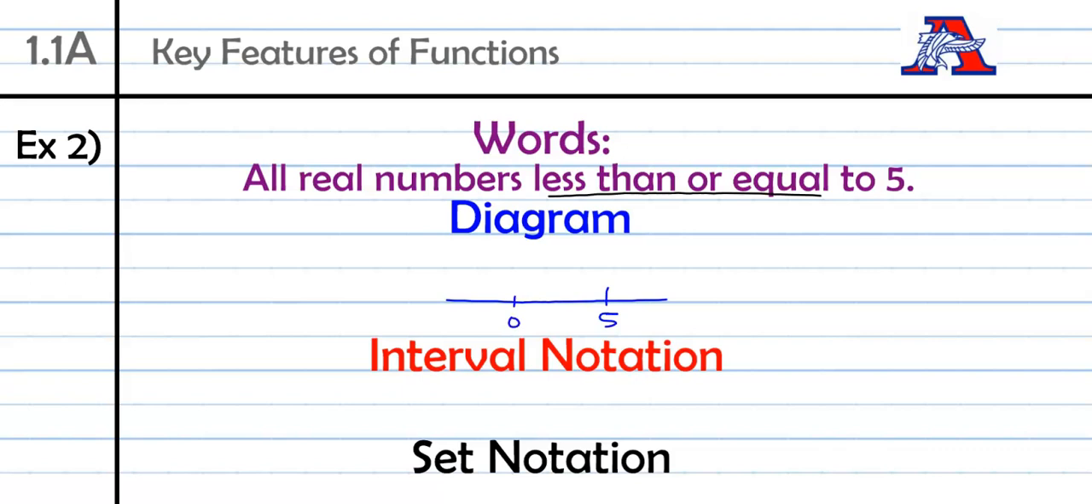And we're looking at all numbers less than or equal to 5. Because it says or equal to, that's going to be a closed dot because we can include the 5. So I'm going to put a nice heavy closed dot on 5, and then we want everything less than 5.